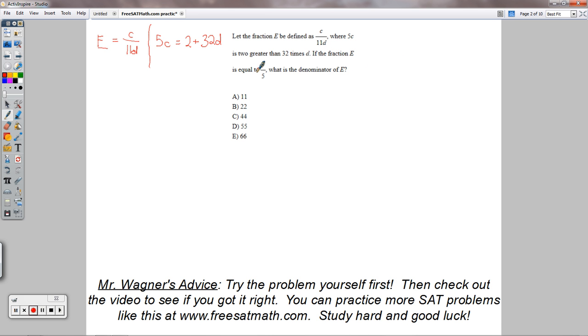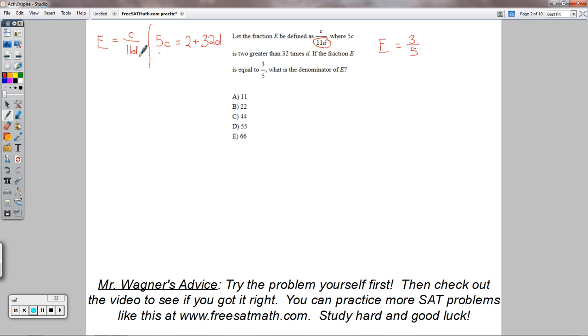If the fraction e is equal to 3/5, so there's another little piece of information, e equals 3/5, what is the denominator of e? And so it's defined, remember, as this. Therefore, the denominator of e is going to be whatever 11 times d is, not 5. E is equivalent to 3/5, but it's not defined as that. So we need to figure out basically what's D and then plug it in and figure out what 11 times D is.